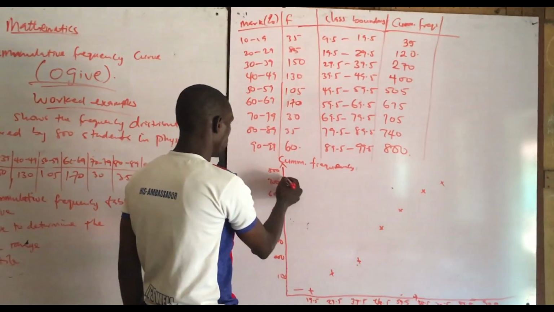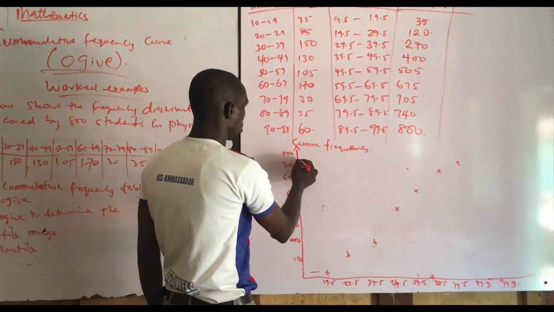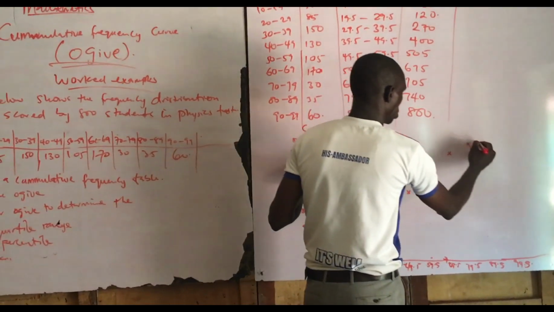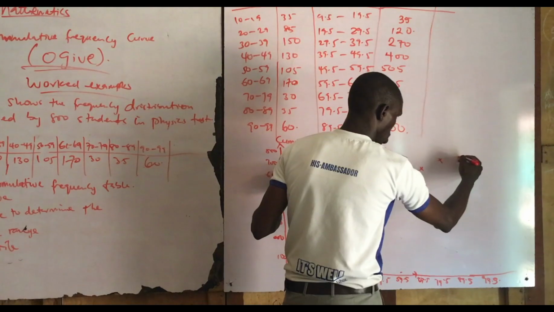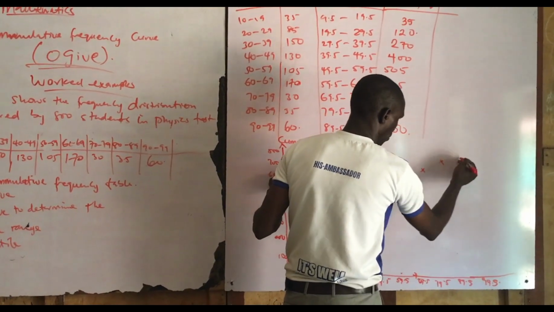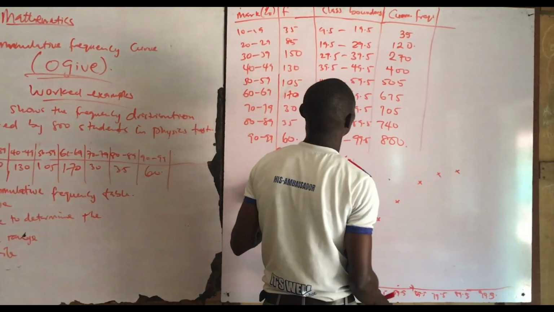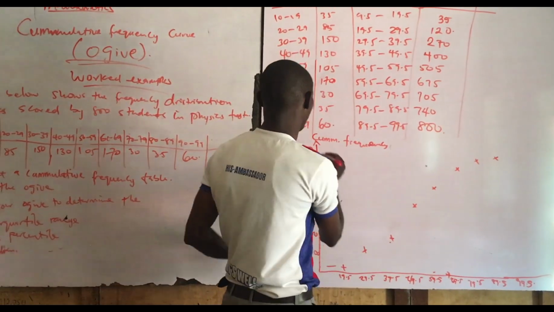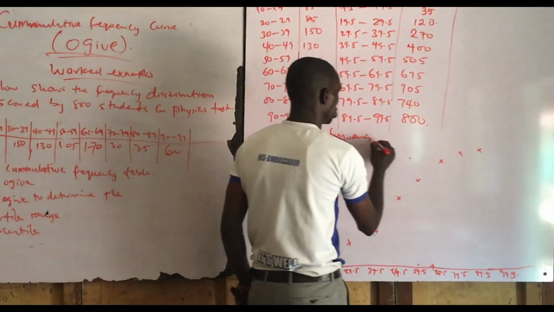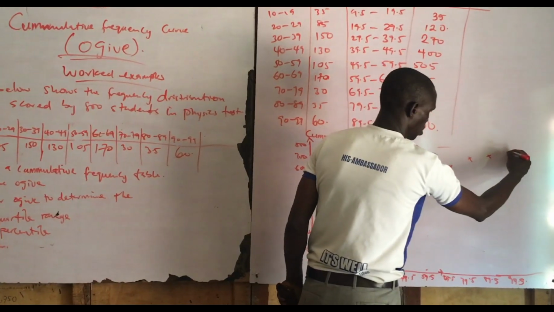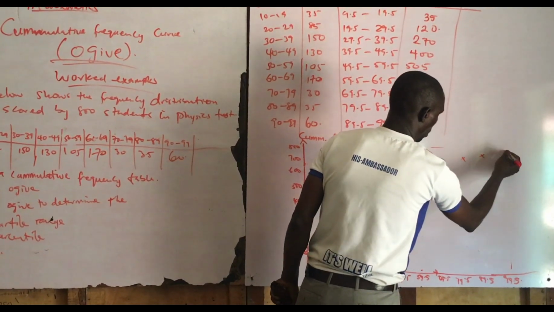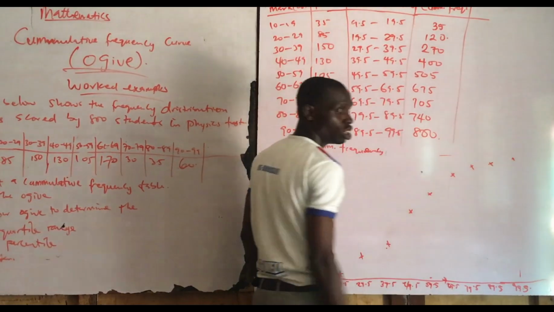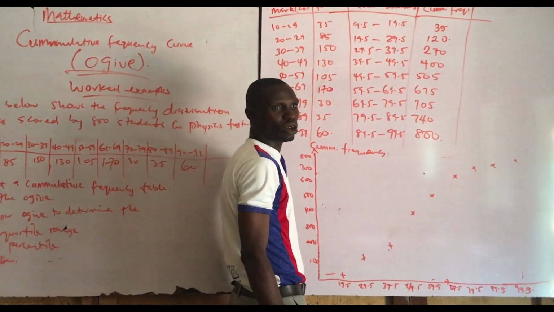Then the next thing is 89.5 to 740. 740 will be up here. Then you trace it to 89.5. Then you start the last one, 99.5 to 800. 800, you trace it up to 99.5. And you start.